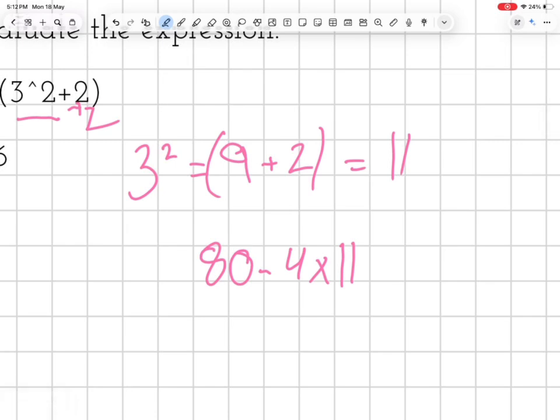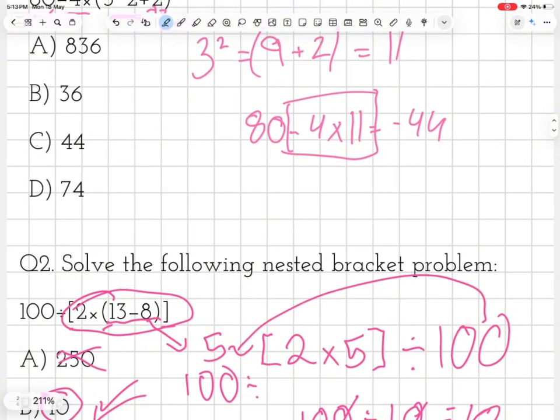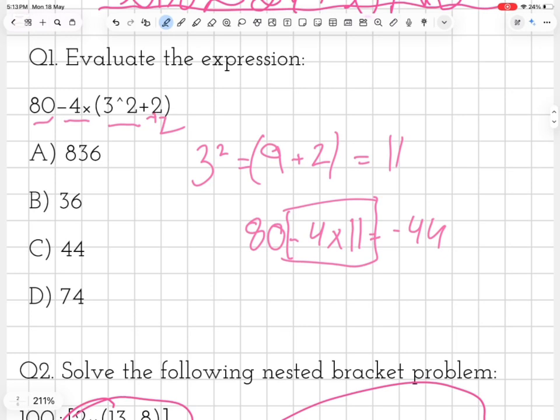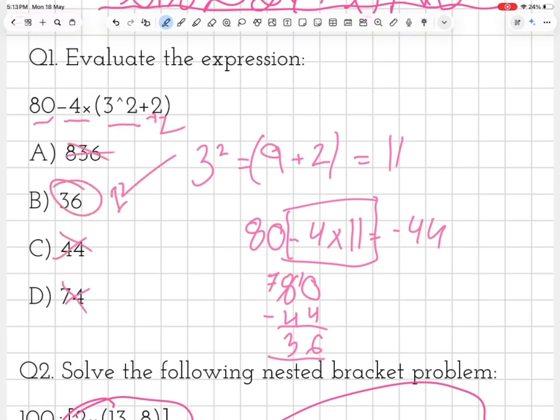But anyways, we know that multiplication comes first. So we'll do minus 4 multiplied by 11, which gives us minus 44. And then our last operation is 80 minus 44, which when we do the column method is 7 minus 4 and 10 minus 4, which gives us 36. So we know it can't be 74, not 44, and definitely not 36. So our answer is 36.